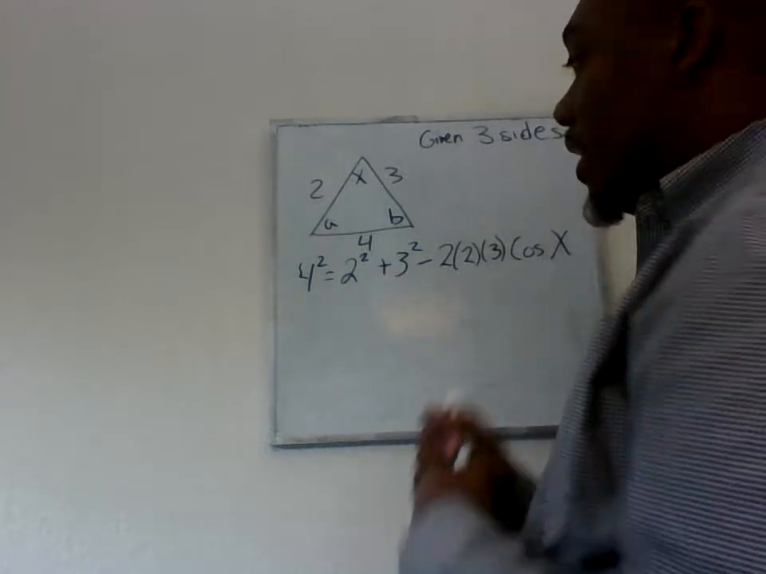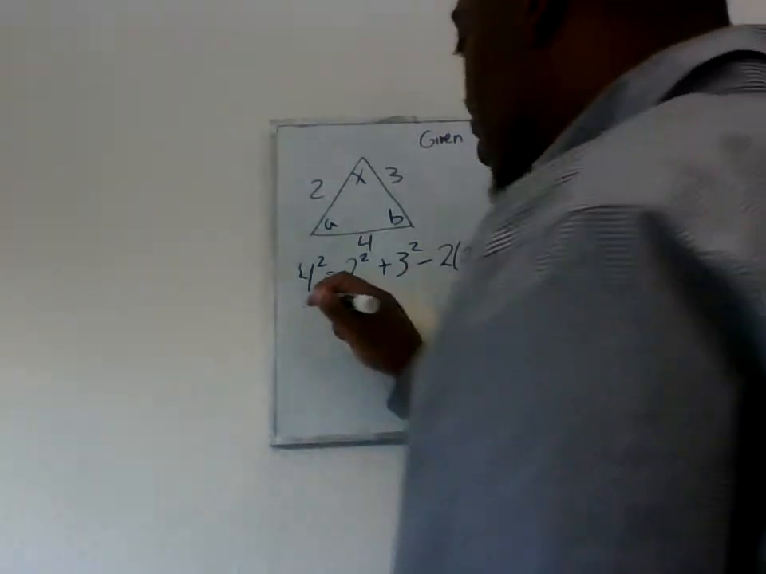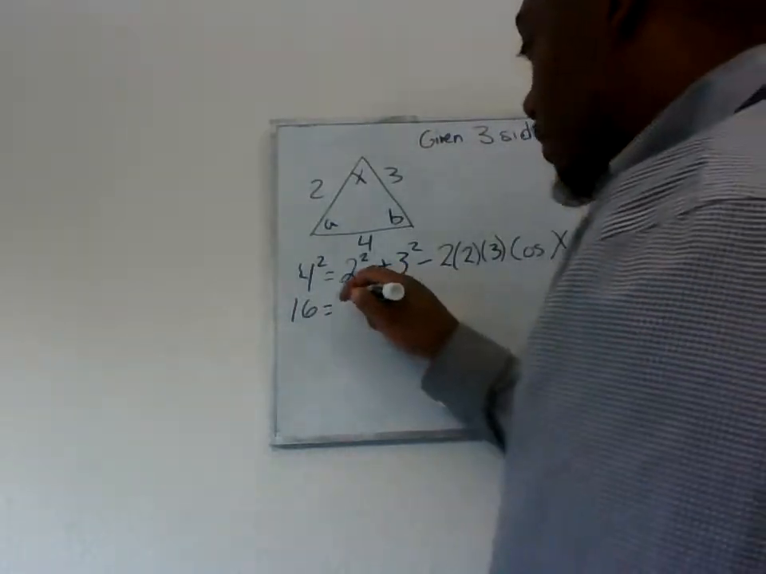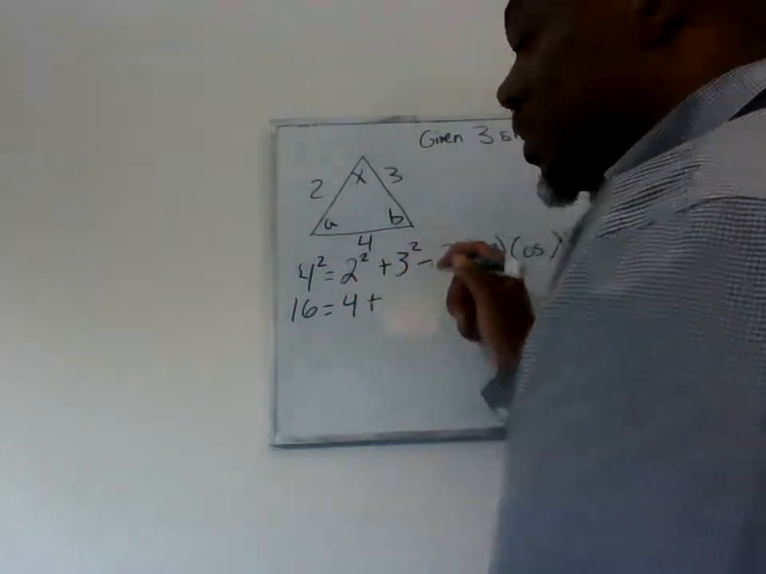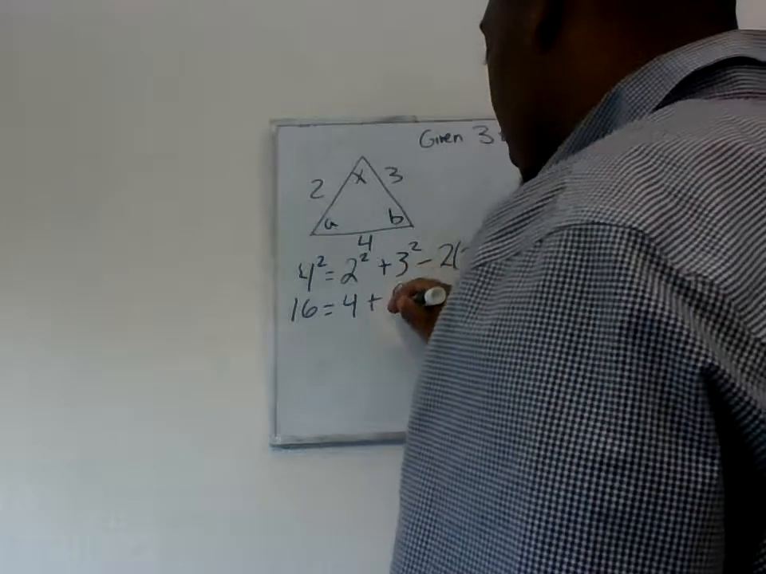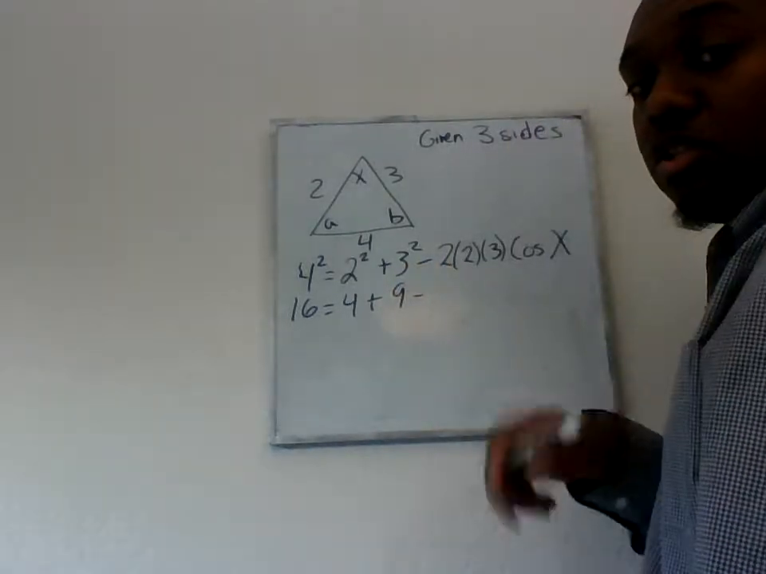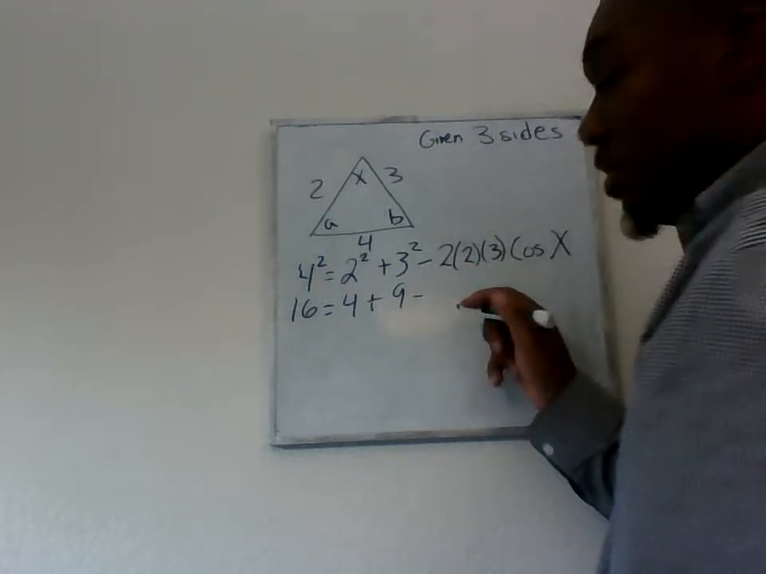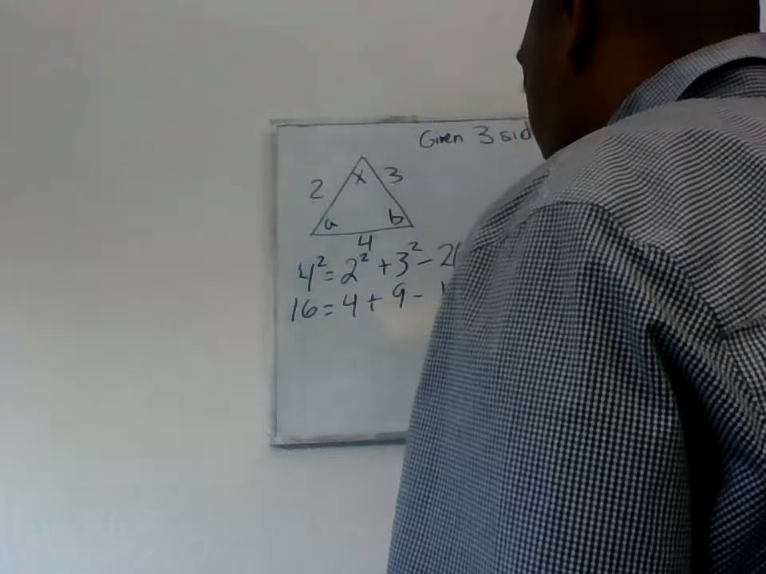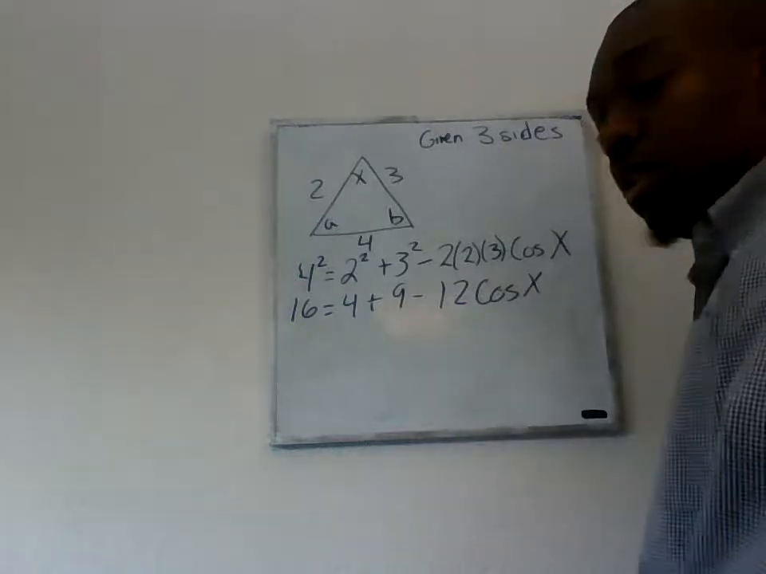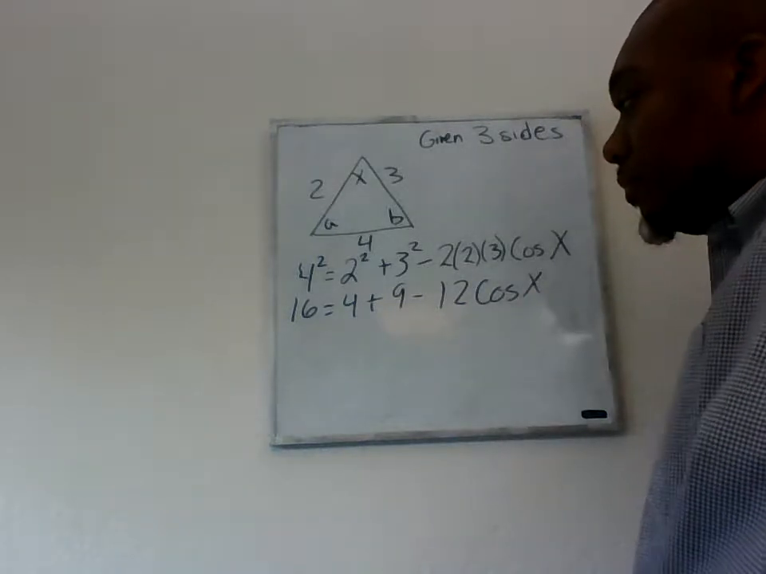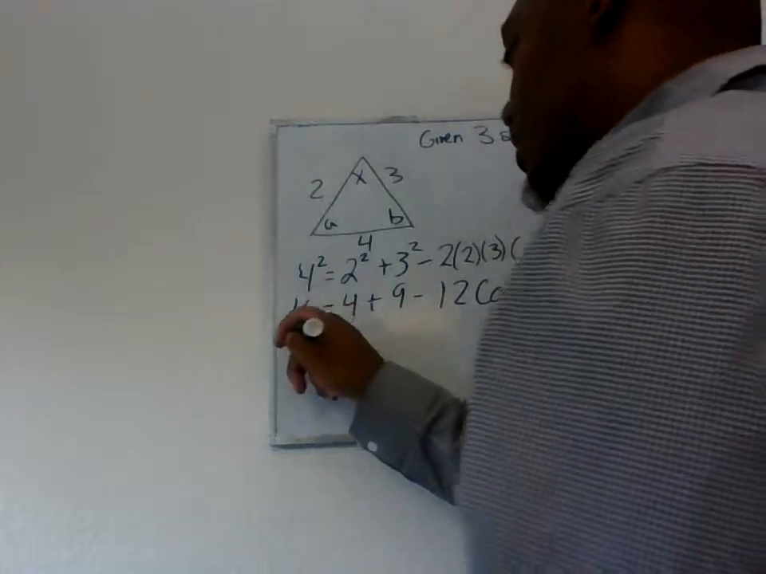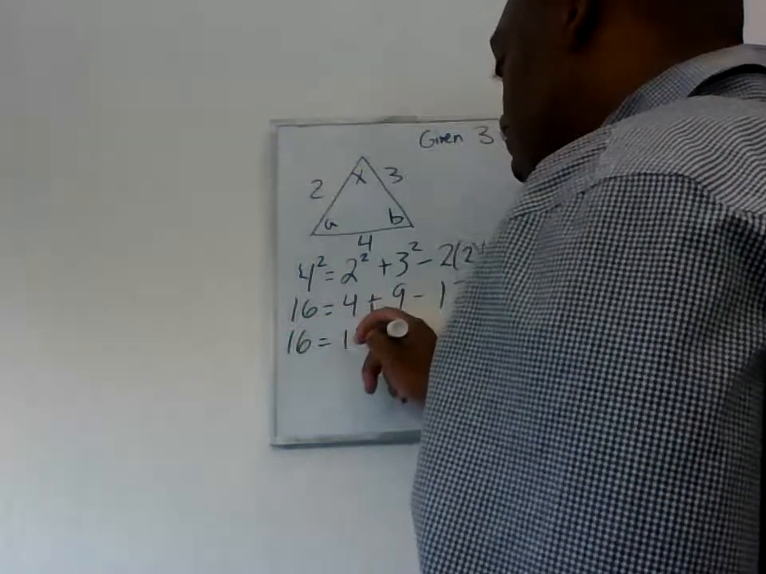So let's simplify. We get 4 squared, and we know that 4 squared is 16. Then 2 squared is 4, plus 3 squared is 9, minus 2 times 2 times 3. 2 times 2 is 4, times 3 more is 12. And we get cosine of X. Okay? Well, good.